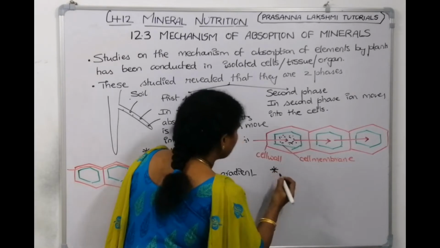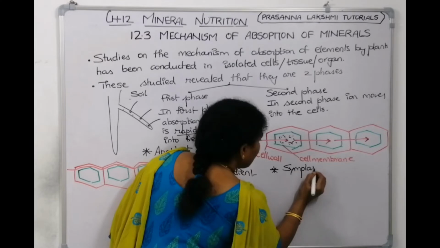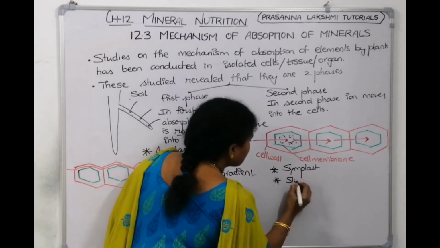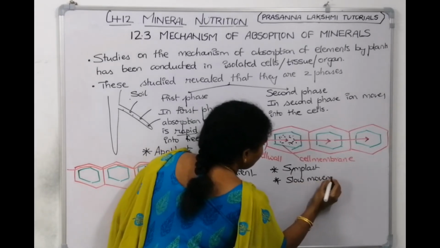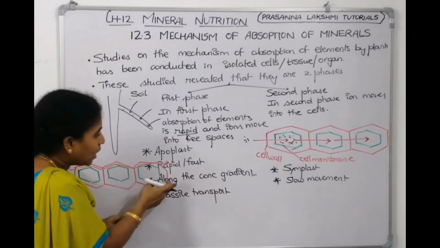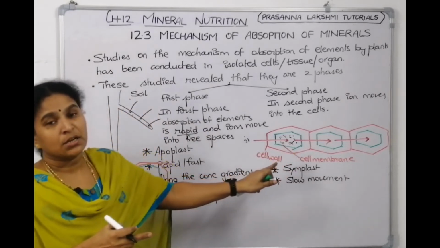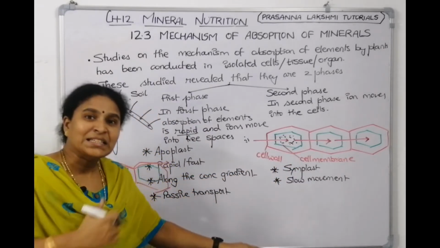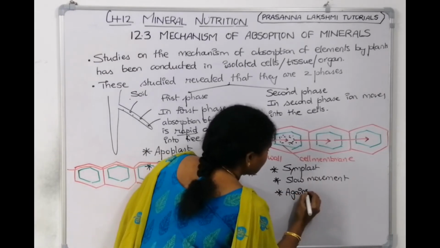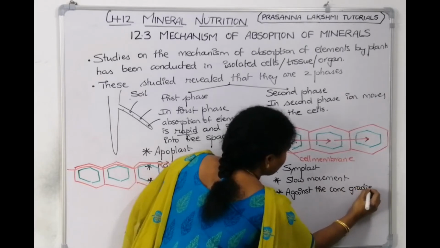So let me write down here. Here I wrote apoplast, so here we need to write symplast. And here we wrote rapid or fast movement; here we need to write it is a slow movement. And here we said from high concentration to low concentration, along the concentration gradient. But it is from low concentration to high concentration, so I need to write it is against the concentration gradient.